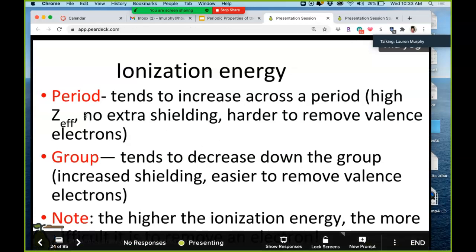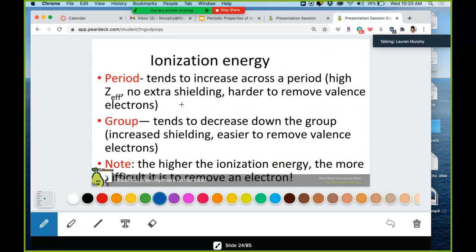So as you go across a period, left to right on the periodic table, ionization energy tends to increase. Why? It becomes significantly harder to remove electrons that are closer to the nucleus. The closer they are to the nucleus, the more strongly they're held by the nucleus. If they're held strongly, they don't want to let you rip them off, so they will have higher ionization energies. It will be harder to rip them off.